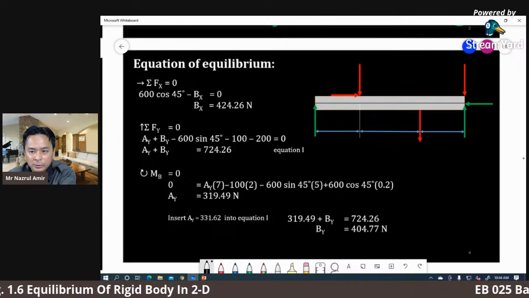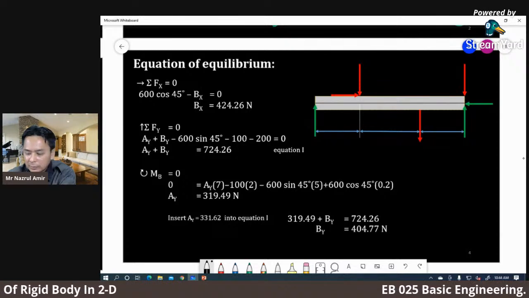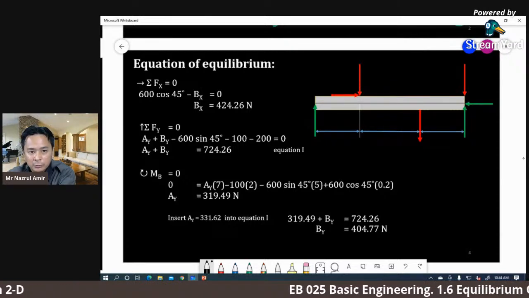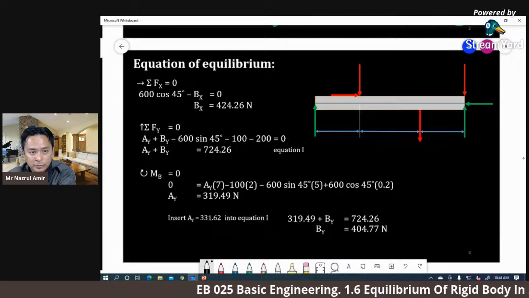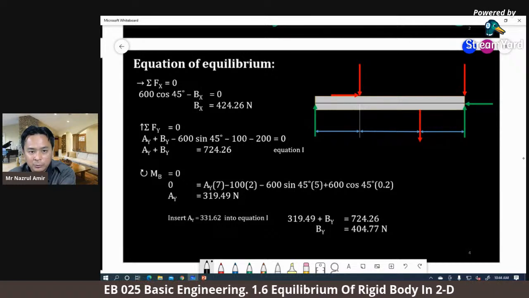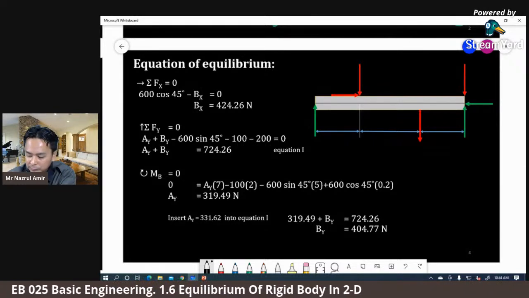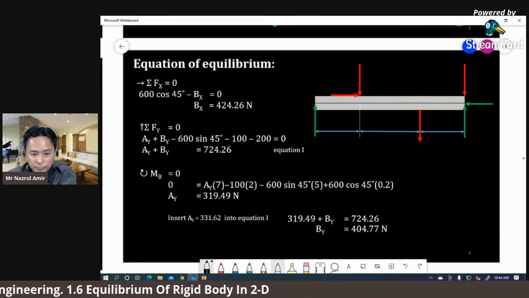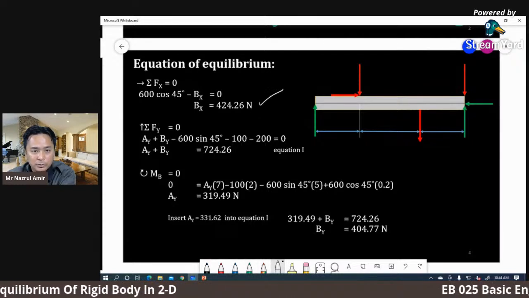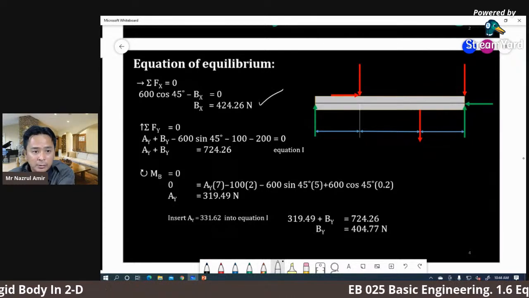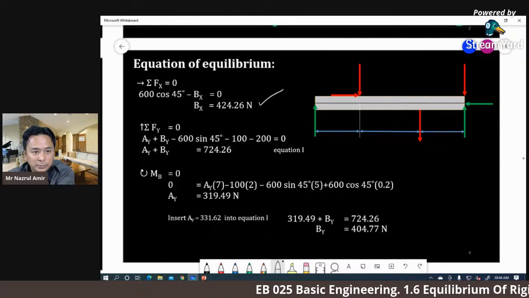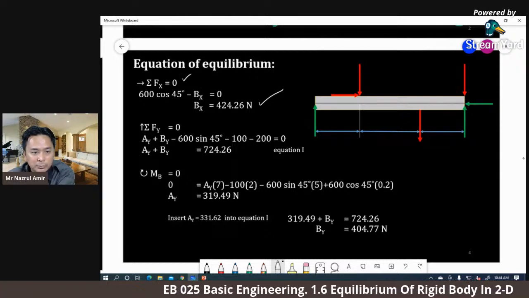So Bx, the reaction force, will be exactly the same as the action force: 600 cos 45 equals 424.26 Newton. Okay, so check, done. Next, here we apply the summation Fy equal to 0.